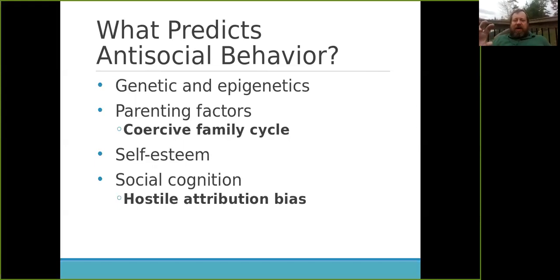There's also a social cognitive link. When we talked about social cognition, I talked about hostile attribution bias. Particularly for children in grades 2 to 8, children who are more likely to attribute hostility to the intentions of others in ambiguous situations where you can't tell their intention, those children are more likely to display aggressive behavior.